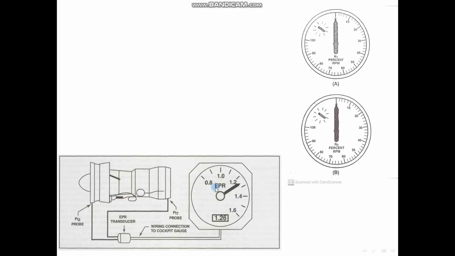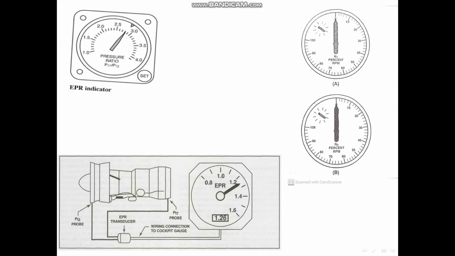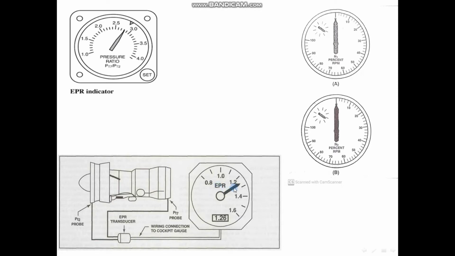After that we have EPR, engine pressure ratio. The engine pressure ratio indicates the amount of thrust produced in many turbofan powered aircraft and represents the relationship between turbine discharge and compressor inlet. And you will sometimes find the EPR or pressure ratio expressed as PT7 over PT2, and this is also an EPR indicator.